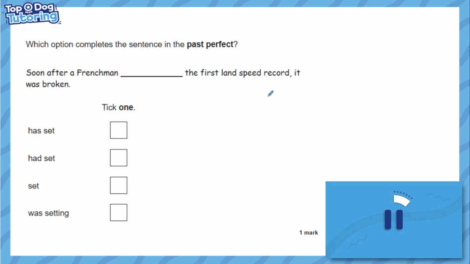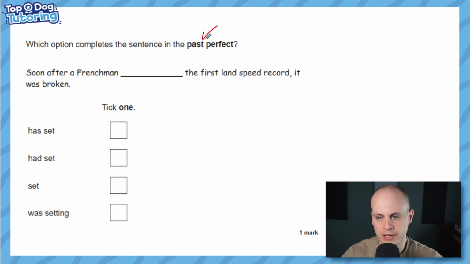Off you go. Right, we're looking for past perfect. Guys, we're getting good at this now. We know that means it needs to have had before it, and then the verb. And the verb needs to be in past tense as well. Soon after a Frenchman something the first land speed record, it was broken. Soon after a Frenchman set the first land speed record.